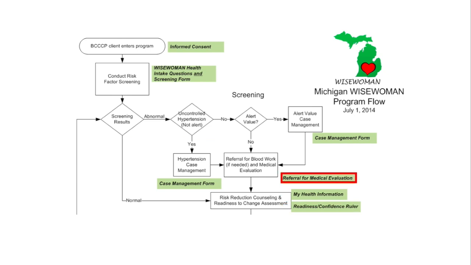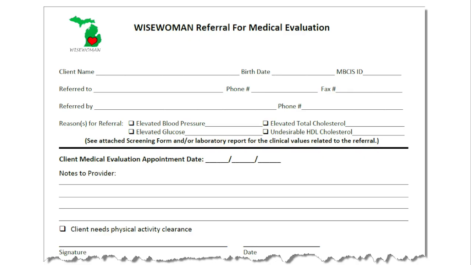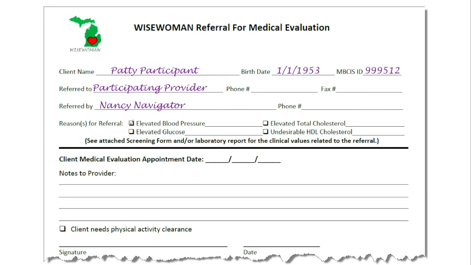All right, so the screening is done, and now we need to see if she needs to be referred for a medical evaluation. If so, we have a form for that. Not everybody uses this form, but we do have it available in case you do want to use it. And so you put in the client's name, date of birth, the NBCIS ID, and then who you're referring her to, what the provider's name is, or the clinic name, and who's referring her, either your name or the agency that you work for. And then the reason that you're referring her.